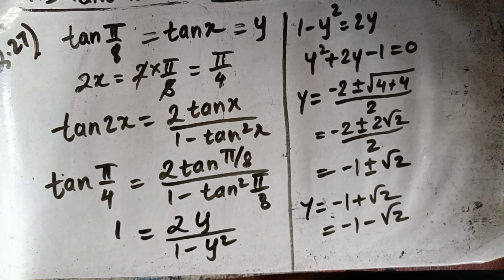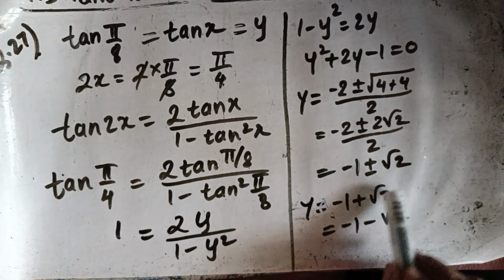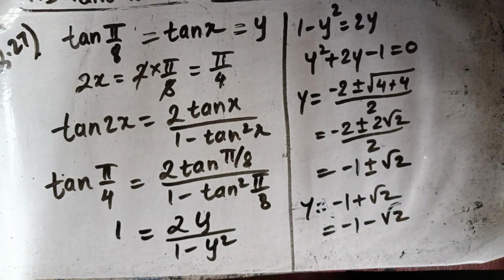And pi by 4 is in the first quadrant because it is 45 degrees. Pi by 8 is half of that, you have to divide by 2, right? So it lies in the first quadrant. So tan is positive over there. So you have to choose the positive value. This is your negative value, this is positive. So this is the answer.